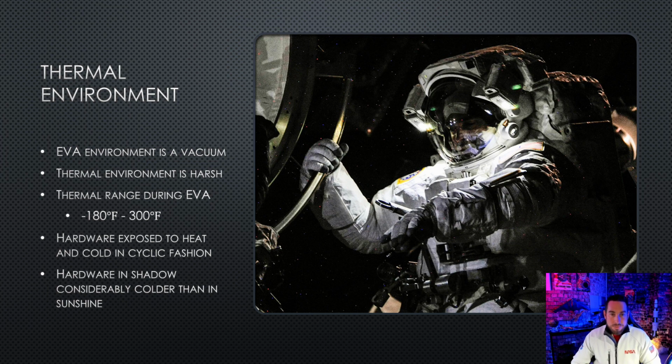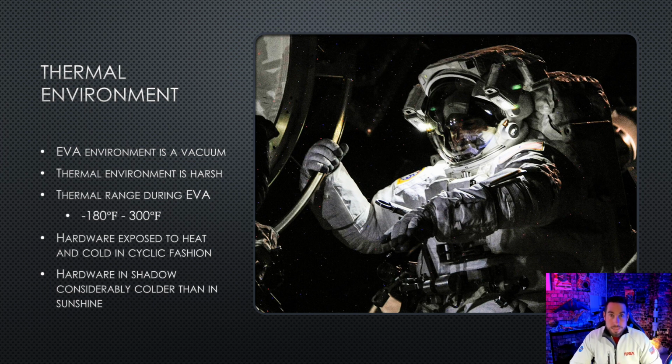Anything on the sunny side of the space station, if you touch that, is going to be exceptionally hot. Astronauts have been burned on EVAs before just from that thermal exposure from the sunlight itself. But if you get into the shadows, then it's exceedingly cold. So there's really no happy medium. It's either boiling hot or almost absolute zero.